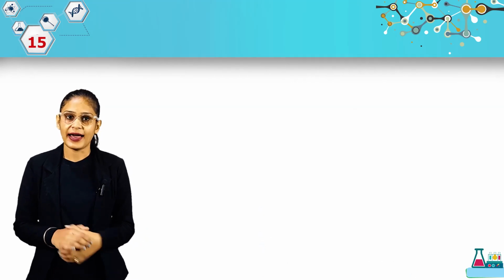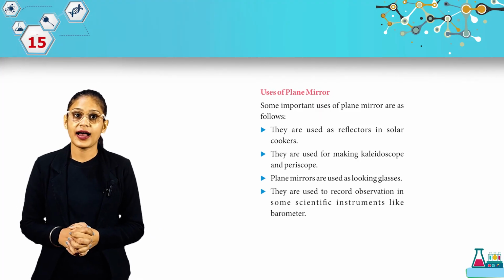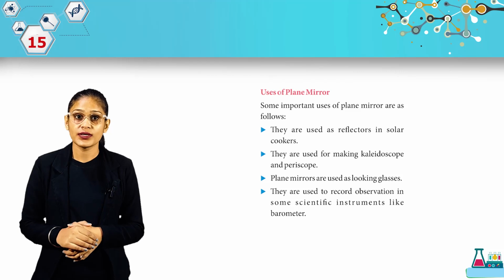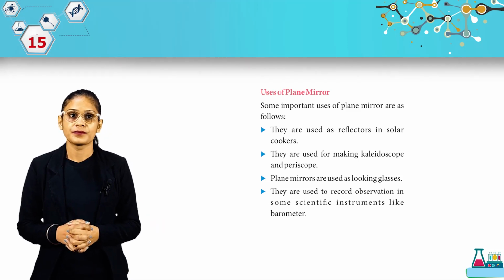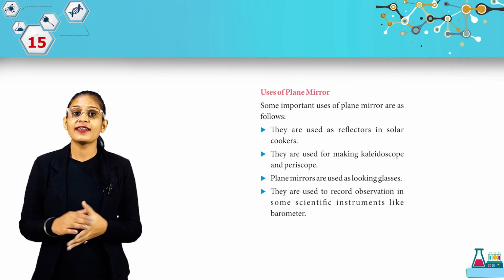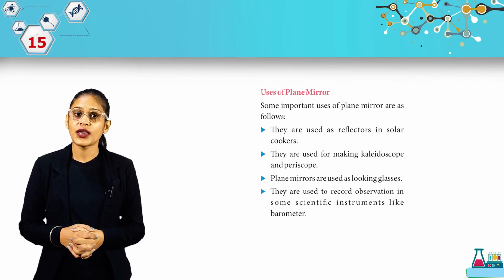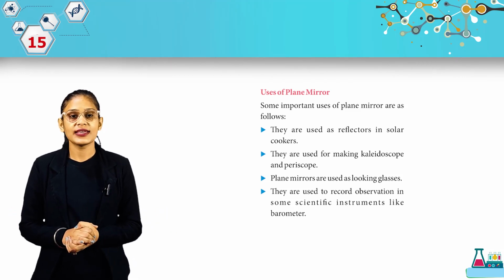Now students, we have uses of plane mirror. Some important uses of plane mirror are as follows. They are used as reflectors in solar cookers. They are used for making kaleidoscope and periscope. Plane mirrors are used as looking glasses. They are used to record observation in some scientific instruments like barometer. So students, these are some uses.